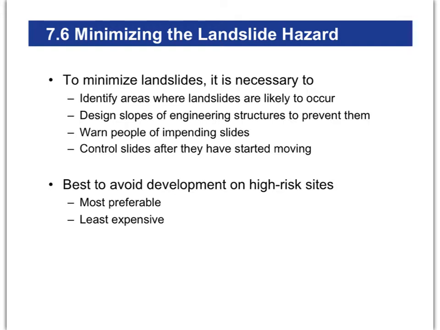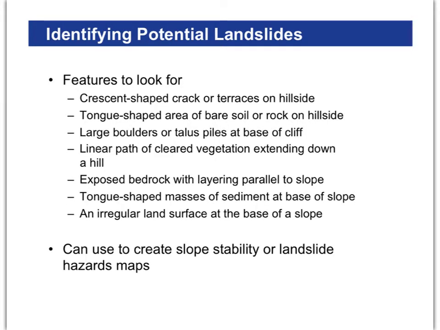The best policy, however, is just to avoid developing in areas that are at risk. Obviously, some people have already built on areas that they didn't know were at risk, but if you can identify areas ahead of time as high-risk sites, you can create policy to prevent people from building there. It's cheaper. You don't have to undo anything, and avoidance is the best policy in that regard.